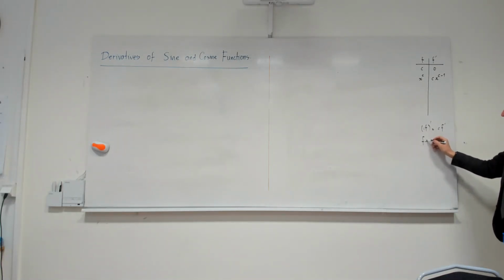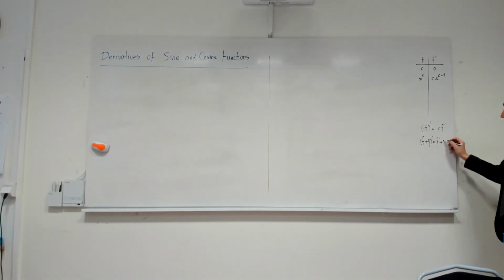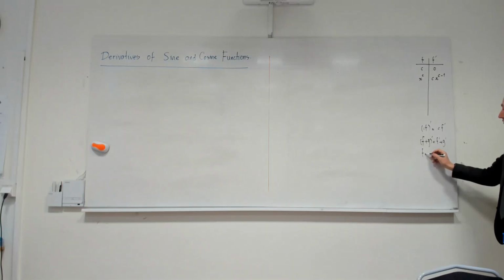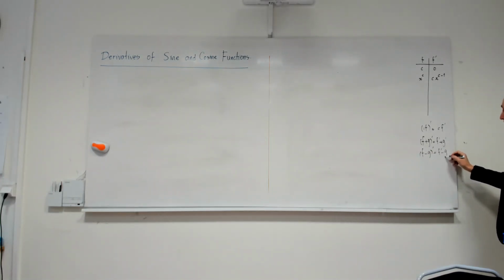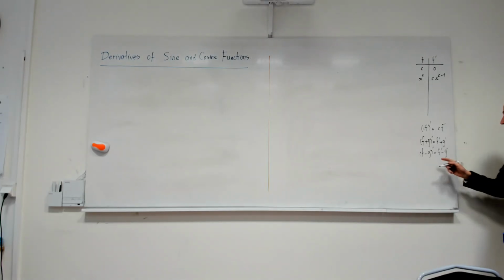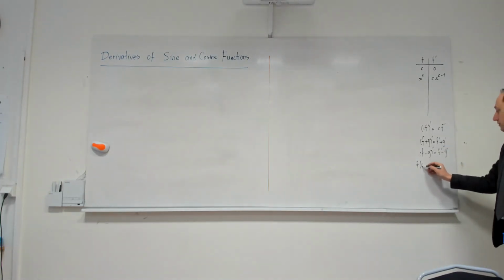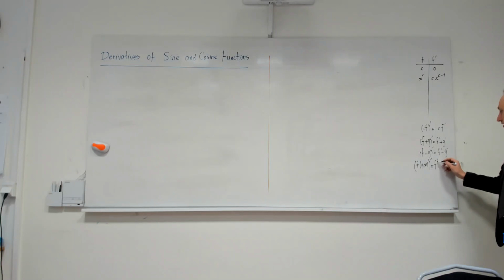We have the sum rule. If we have f plus g prime, it becomes f prime plus g prime. We have this difference rule. If we have this, it becomes f prime minus g prime. And then this year we'll also learn about the chain rule, which tells you that if you have this function and you want to differentiate it, this becomes the derivative of f, the outer function, calculated at the inner function, multiplied by the derivative of the inner function.